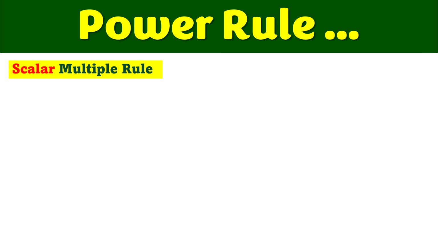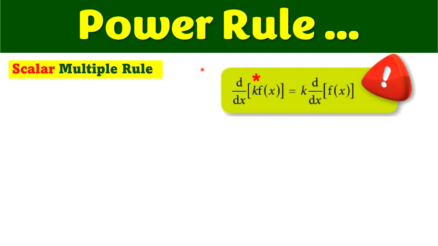Now to make power rule more complete, let us look at two other rules that usually come together with power rule. The first one that we have here is called the scalar multiple rule. What is scalar? This letter K represents the scalar. With the scalar here, if I want to find the derivative, I simply put the scalar outside. Scalar is also simply another word for constant. So we simply leave the constant alone when we differentiate.